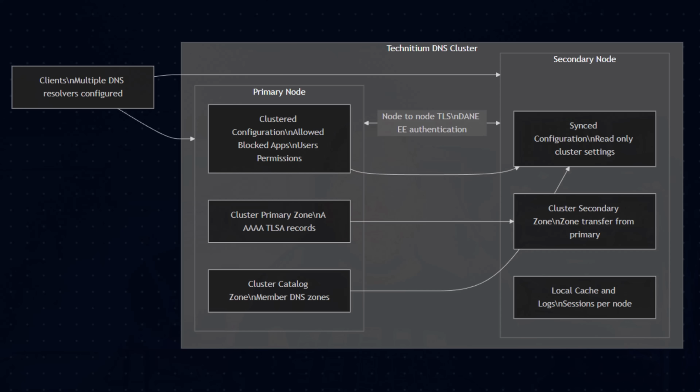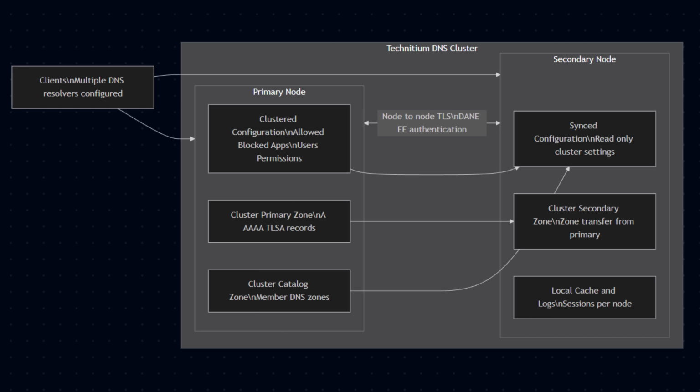Well, let's go over this at a high level. Underneath the hood, clustering uses a catalog zone to manage cluster configuration. So when clustering is enabled, the primary server maintains the authoritative cluster data and pushes those updates to secondary nodes. Communication between the nodes is encrypted using TLS with support for DANE-based certificate validation. Even in a home lab, cluster traffic is authenticated and secure. So reasonably speaking, this allows you to configure DNS zones once, manage block lists and policies in one place, install DNS apps one time, and all nodes stay in sync with one another.